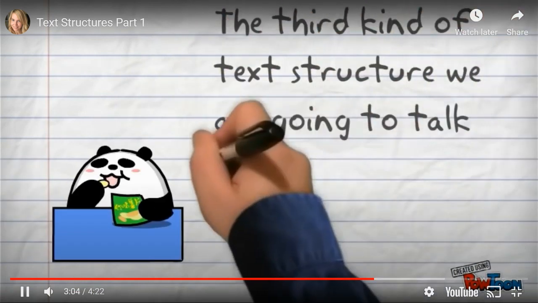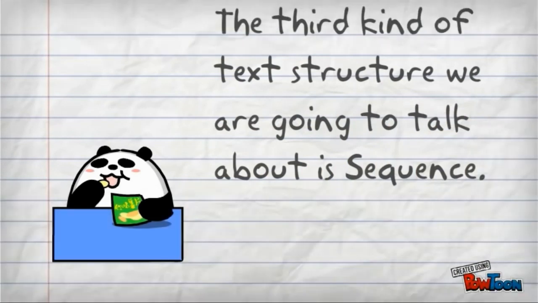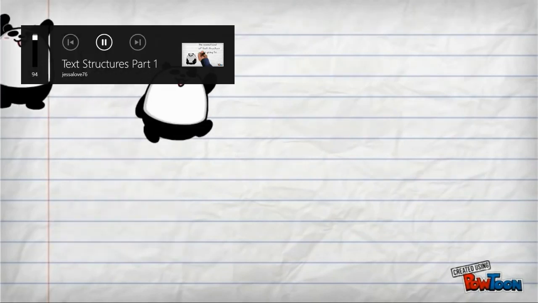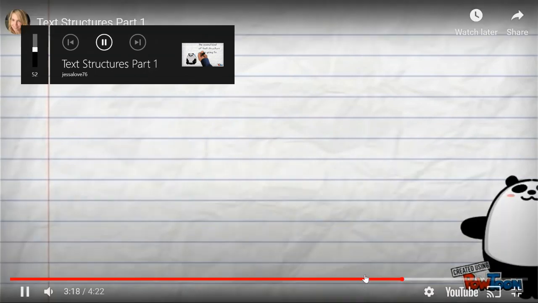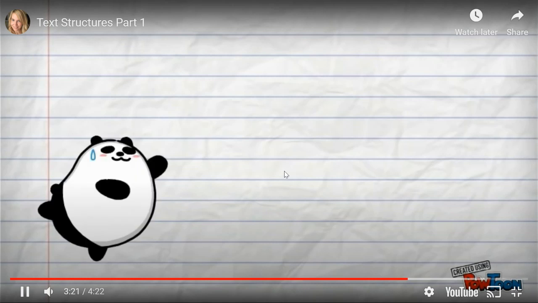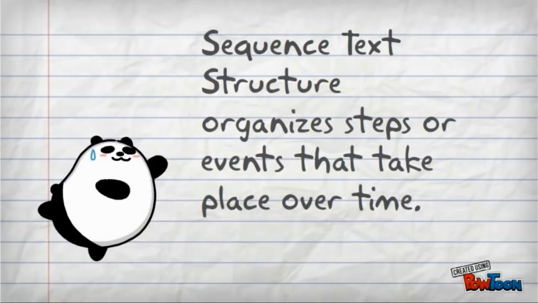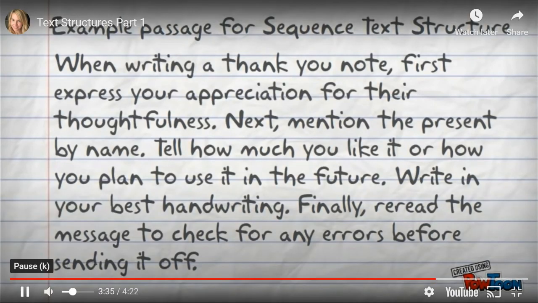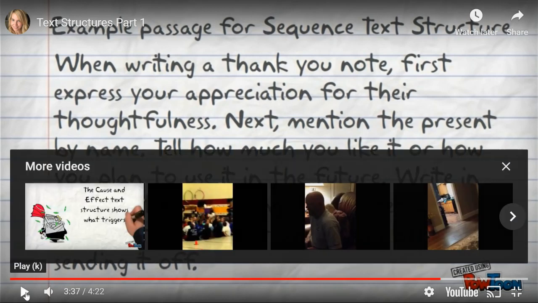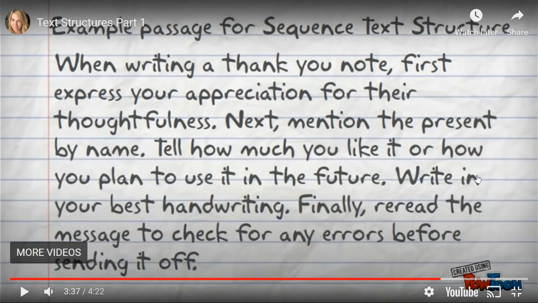So, like I said, the third kind of text structure we're going to talk about is sequence. Think about what you know about sequence. When you think of sequence, what kind of text structure, the way the text is organized, are you thinking about? Sequence text structure organizes steps or events that take place over time. What do you know about steps or events that take place over time?